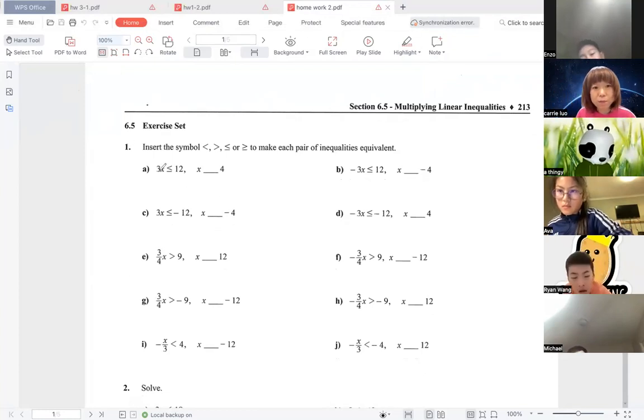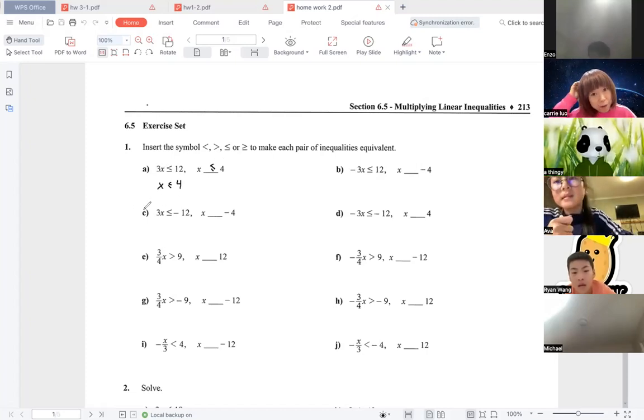So let's take a look at this one. If 3x is smaller or equal to 12, what is x? You're doing the same thing. If you don't see anything negative, 3x is smaller than or equal to 12, you divide by 3 for both the left side and the right side. You have x is smaller or equal to 4. Get it? We just learned the non-negative part so far.